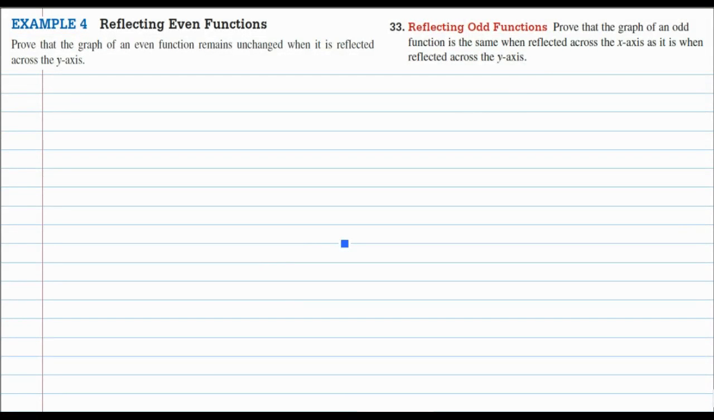This is the screencast for section 1.6, example 4, reflecting even functions. Alright, so example 4 asks us to prove, there it is, the dreaded P word, that the graph of an even function remains unchanged when it's reflected across the y-axis.